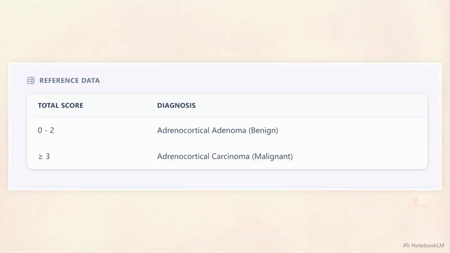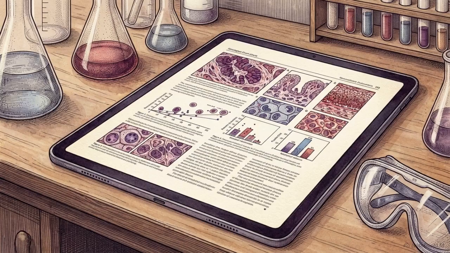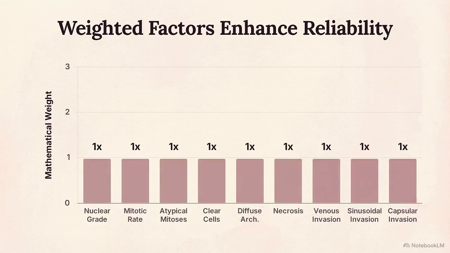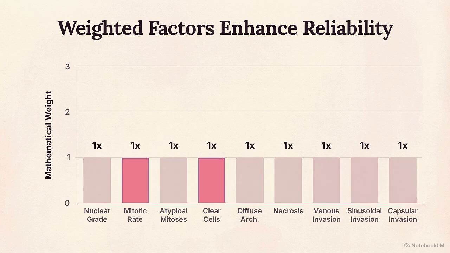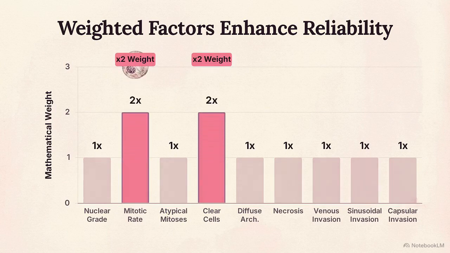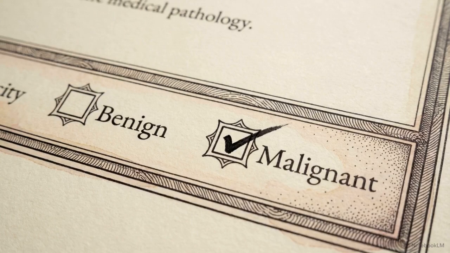This reference table shows the scoring system's definitive clinical threshold. A cumulative score of 3 or higher is the strict cutoff indicating an adrenocortical carcinoma. To streamline clinical reproducibility, Albert and colleagues developed a revised Weiss approach. This modified system applies specific mathematical weights to the most reliable indicators, like mitotic rate and the percentage of clear cells in the cytoplasm. For a classical binary diagnosis between benign and malignant, the Weiss score provides an excellent baseline.